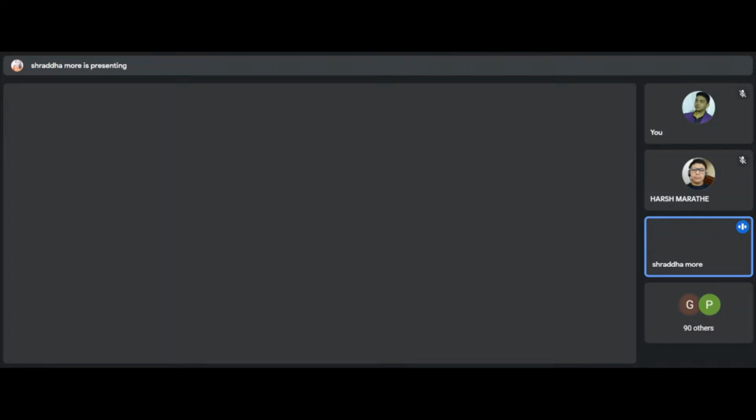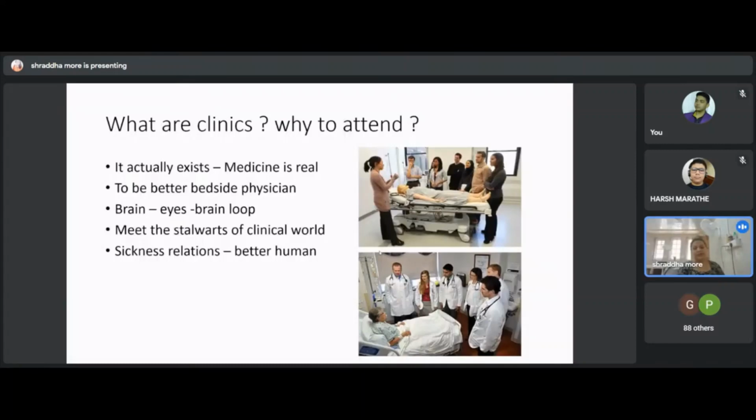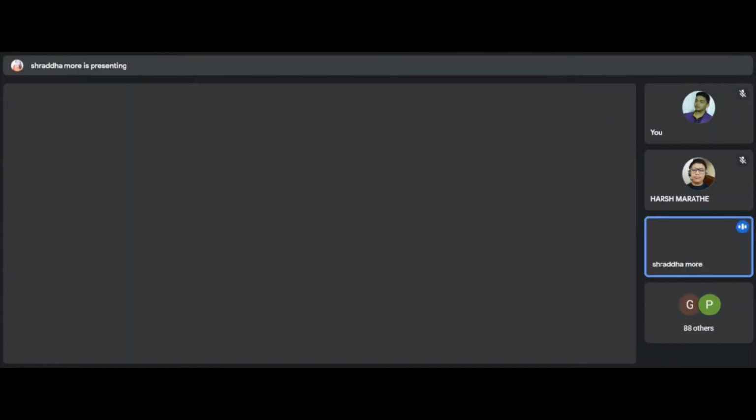And then, other than the medicine, you are going to learn something related to humanity when you attend clinics. That is something which I call sickness and relations. I do write some small stories on sickness and relations. So basically, you are definitely going to be a better human once you attend clinics, you start seeing patients, you start listening to their stories. So these are a few reasons why you should attend clinics.